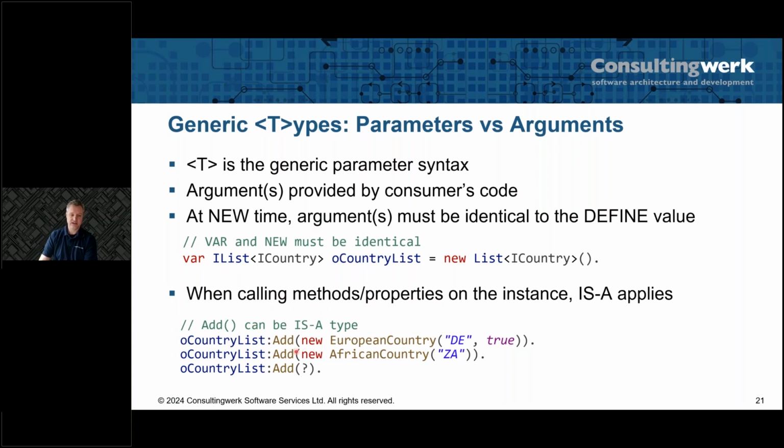So that's our country list. I'm going to add a new object. I'm newing them as they go in. They could get added in various ways. European country and African country both implement the ICountry interface, so they are legally allowed to be put in here. I can add unknown values into the list as well, which is also kind of handy, or maybe handy.